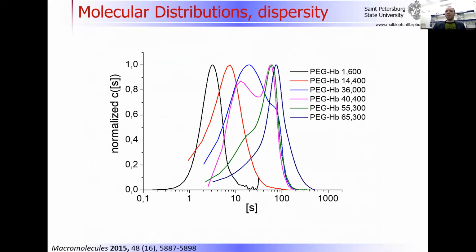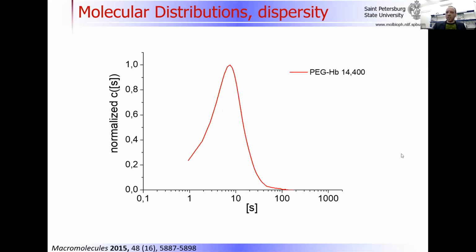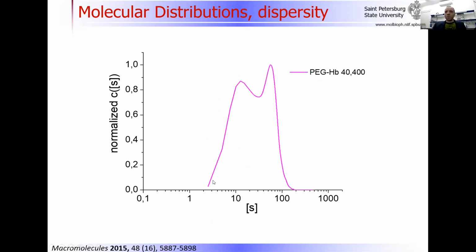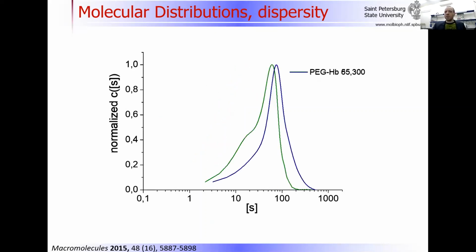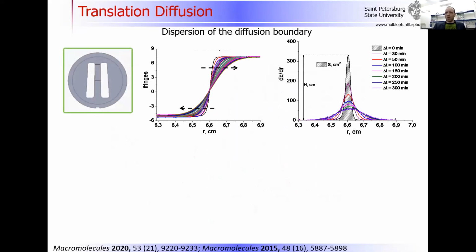Just to look more deeply at the evolution of the distributions of the sedimentation coefficient with increasing molar mass, we see it on a semi-logarithmic scale. It's increasing, and the polydispersity is also increasing quite drastically with the molar mass. In some cases, we have a bimodal distribution. So then I have got information about the intrinsic viscosity and the sedimentation.